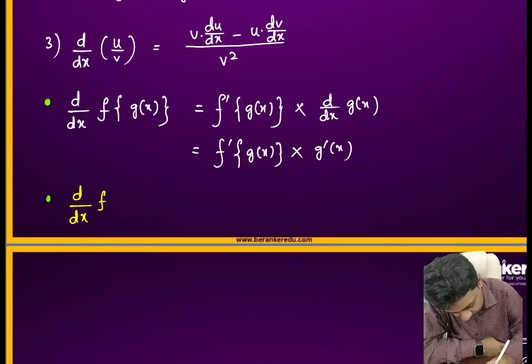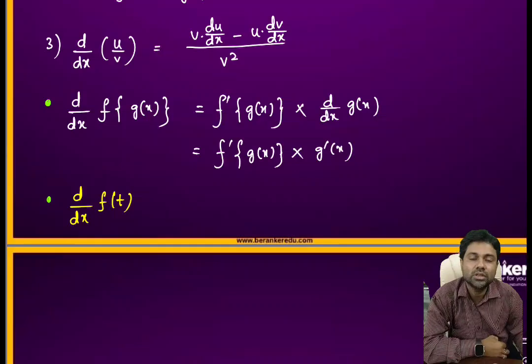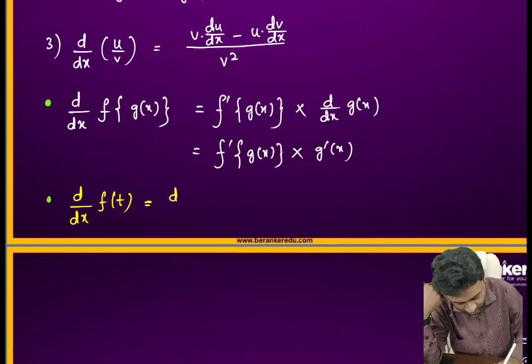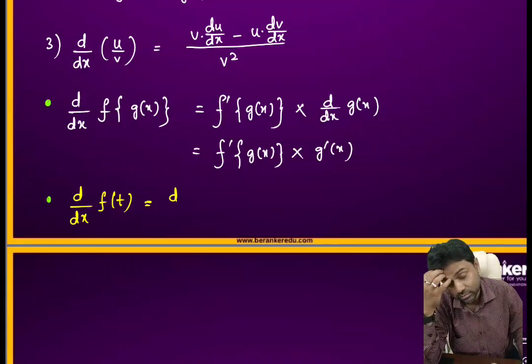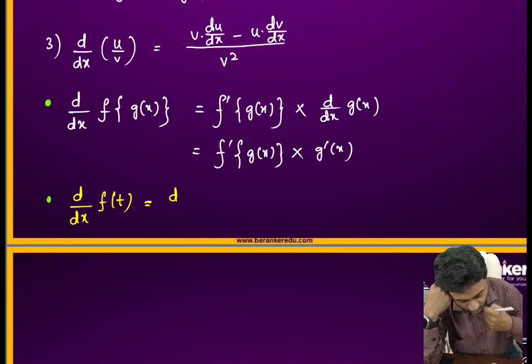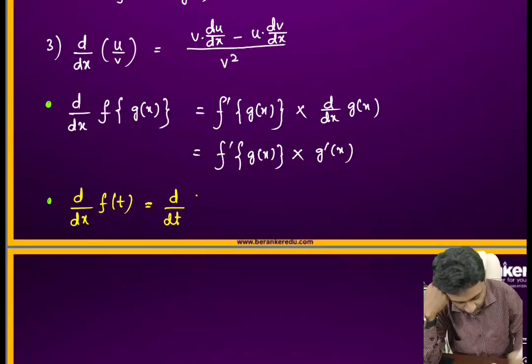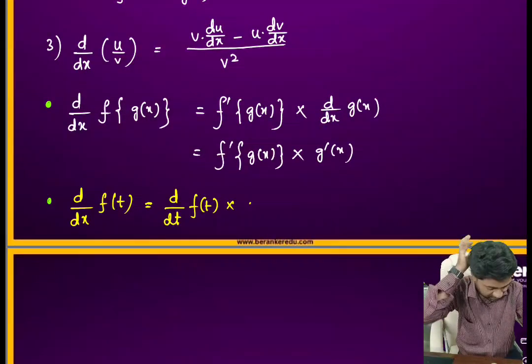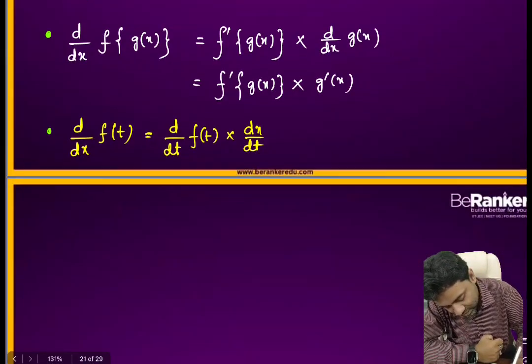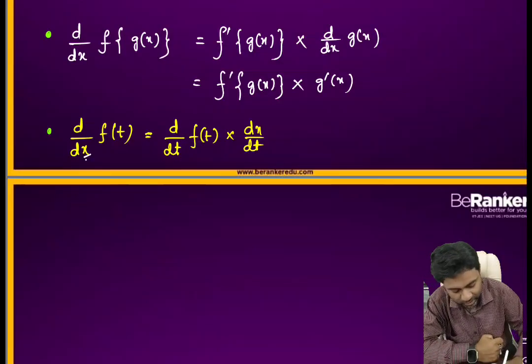And one more thing, if you want to take derivative of a function which is not a function of x, rather another variable, say you want to take d/dx of a function which is a function of time, you cannot do it directly. You have to first change the operator. Operator will be d by dx. You have to change the variable here. Sorry. So it will be d/dt of f(t) times dt/dx. This will be the process.